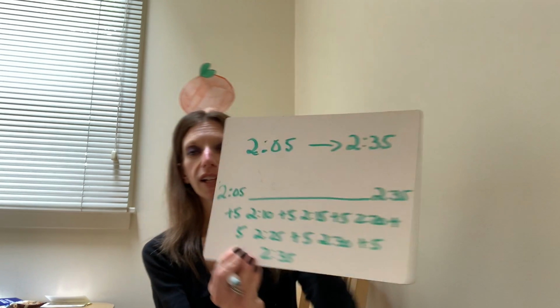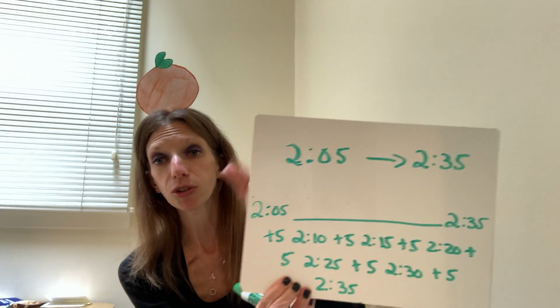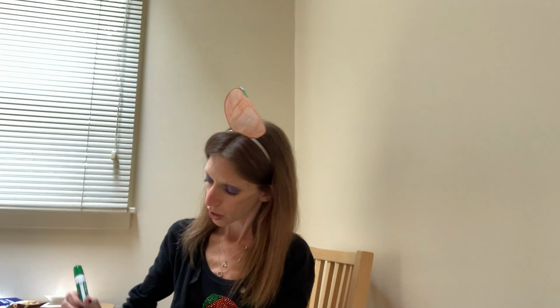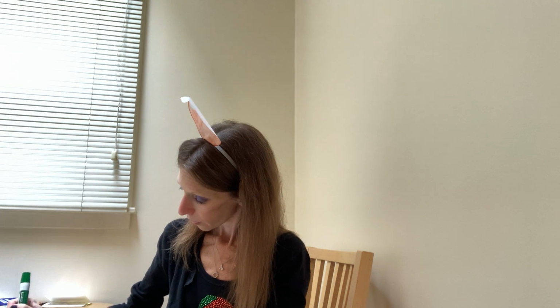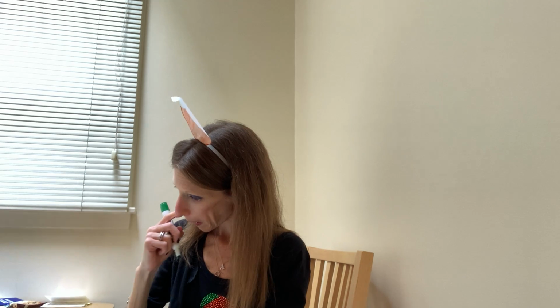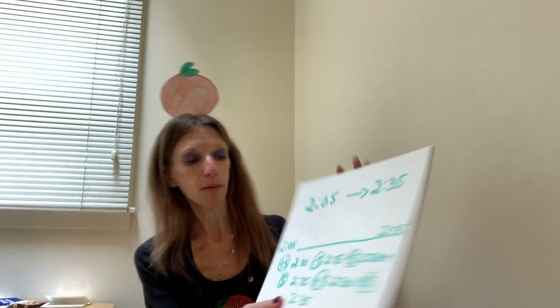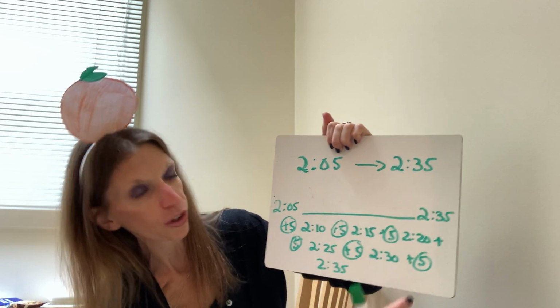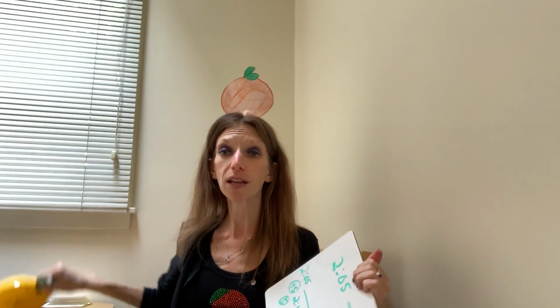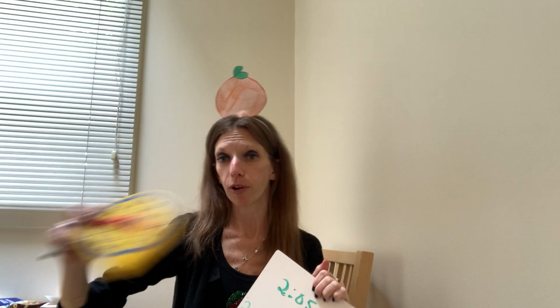Whew. We did it. So what I would do if I were you, I would circle all your fives and then count them. So 1, 2, 3, 4. Okay, so then we're going to count them. 5, 10, 15, 20, 25, 30. 30 minutes. The same time we got by using our clock. So the elapsed time would be 30 minutes.